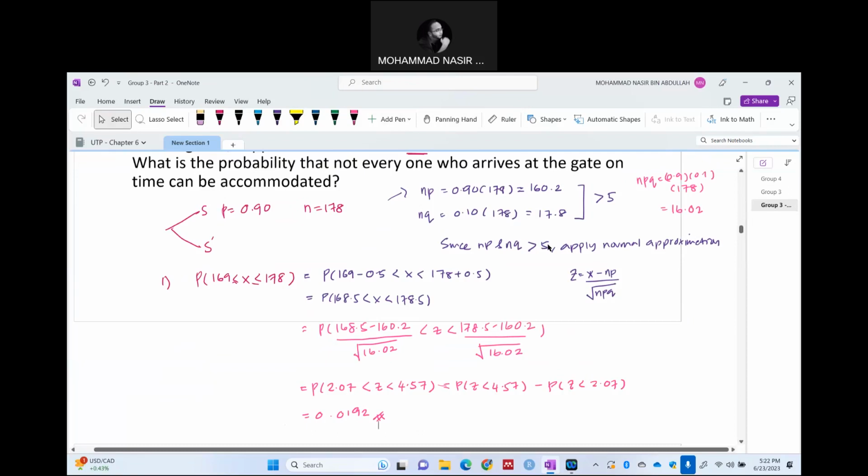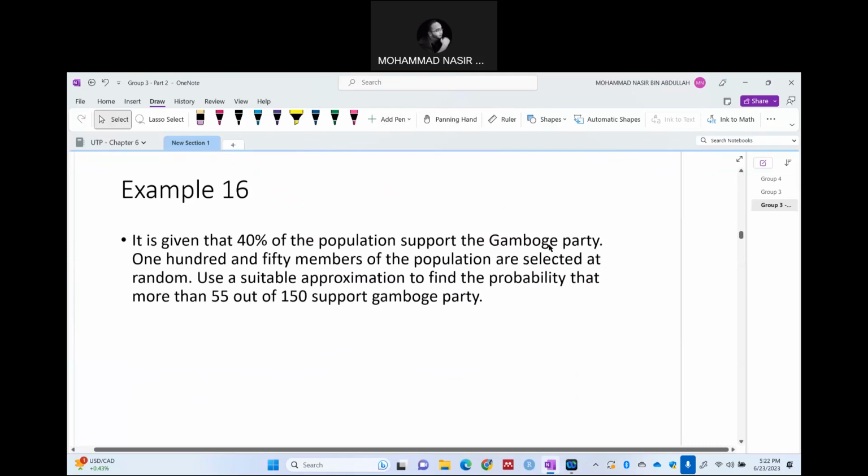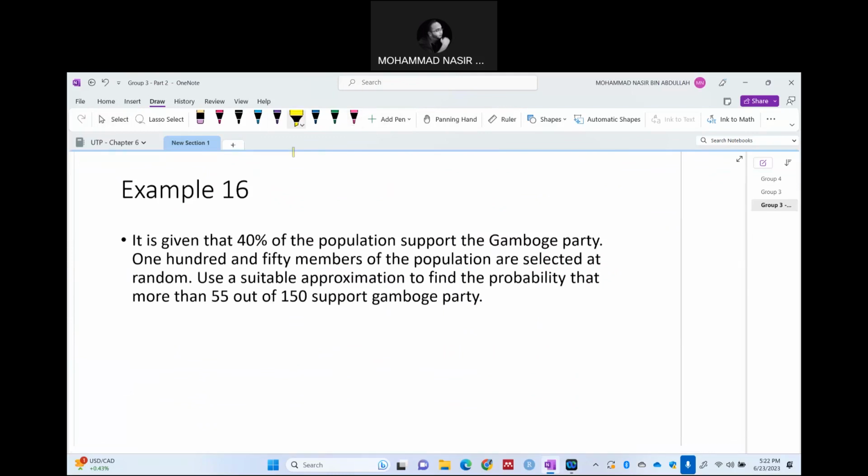All right, done. Let's look at example number 16. It says that 40% of the population support Gamboj Party, and 150 members of the population are selected at random. Use a suitable approximation method to find the probability that more than 55 out of 150. So we have two outcomes, support or not support. The probability of support is 0.40, and the number of trials n should be equal to 150. So we have a binomial problem.